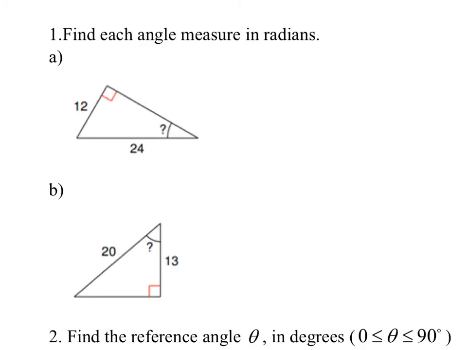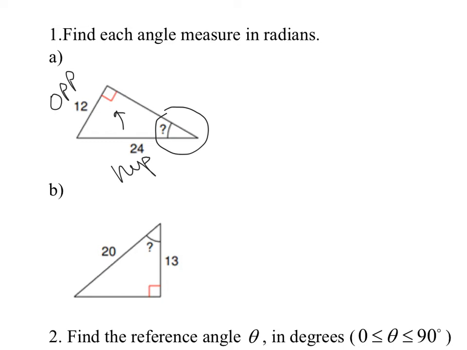All right, in this question we need to find each angle measurement in radians. The first thing you need to do is identify your sides of your triangle and your angle. We're looking at this angle, and this side in relation to that angle is the side opposite. The other side that's numbered is the hypotenuse, because it is directly across from the 90-degree angle. So that value of 24 is our hypotenuse.